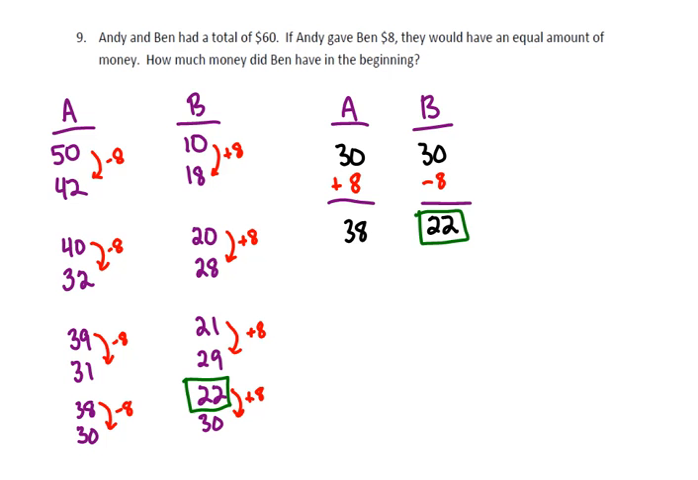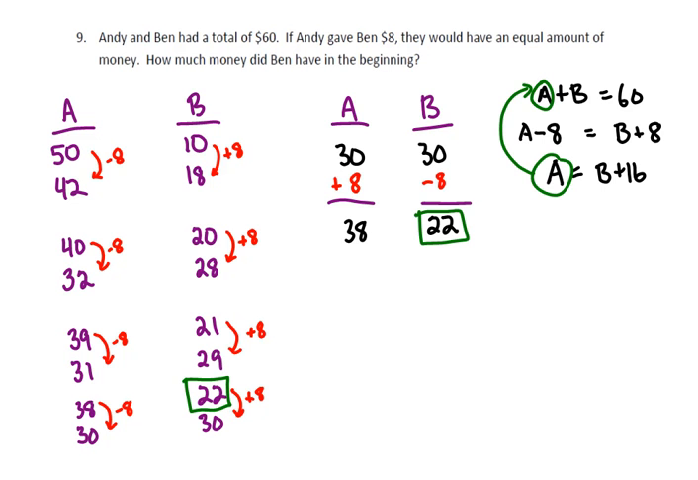Now, how would we solve this algebraically? We know that Andy and Ben have $60, so A plus B equals 60. We could also say that $8 less from Andy's amount would equal $8 more added on to Ben's amount. So if we wanted to solve for what A is, we add 8 to both sides, so that originally Andy had to have $16 more than Ben. So when he gave away 8, they ended up the same.